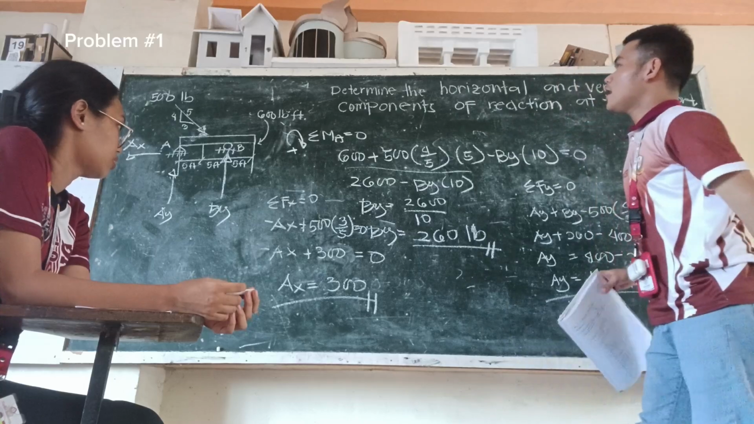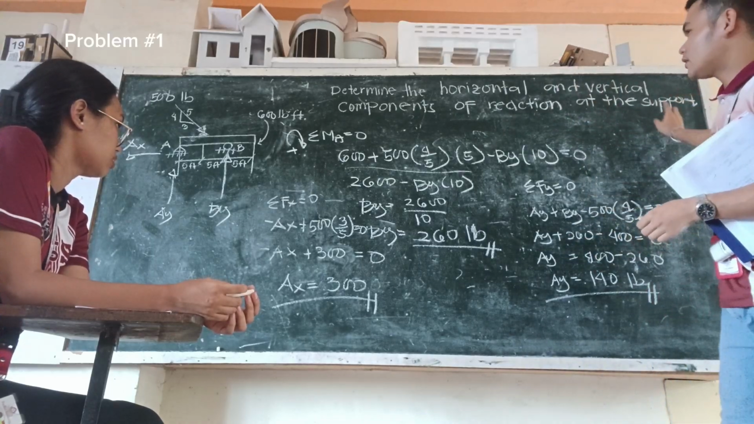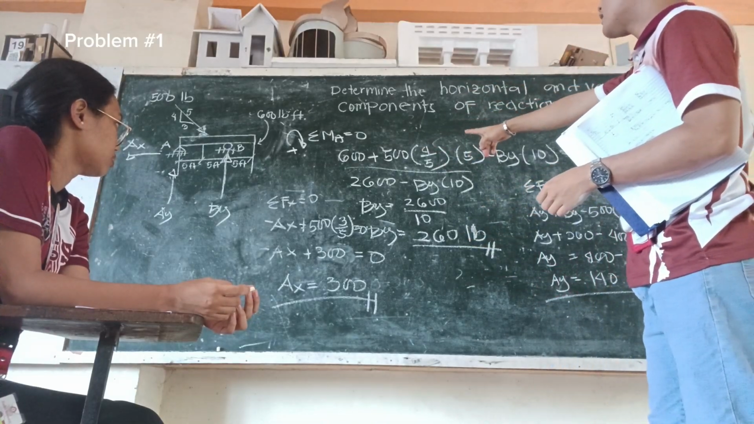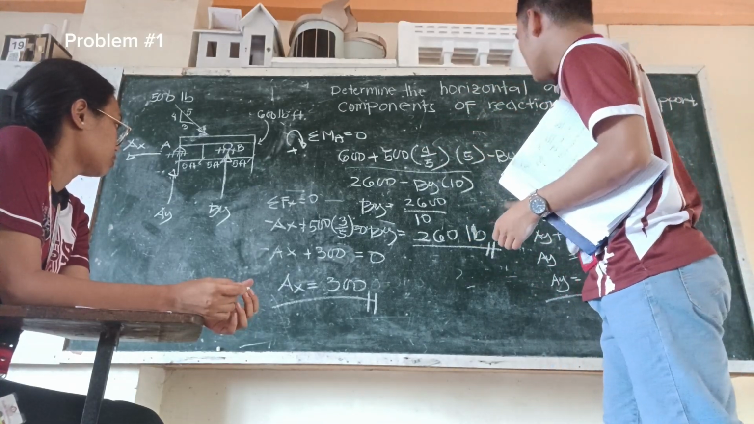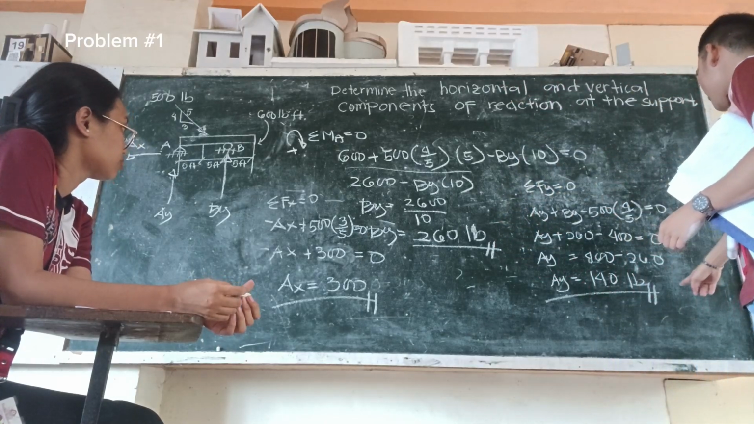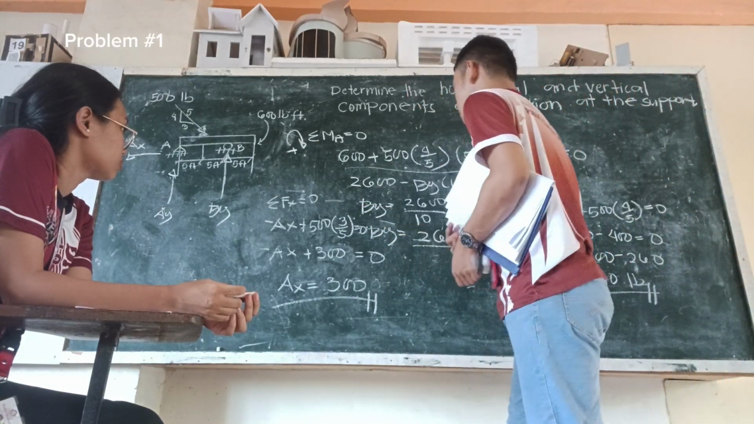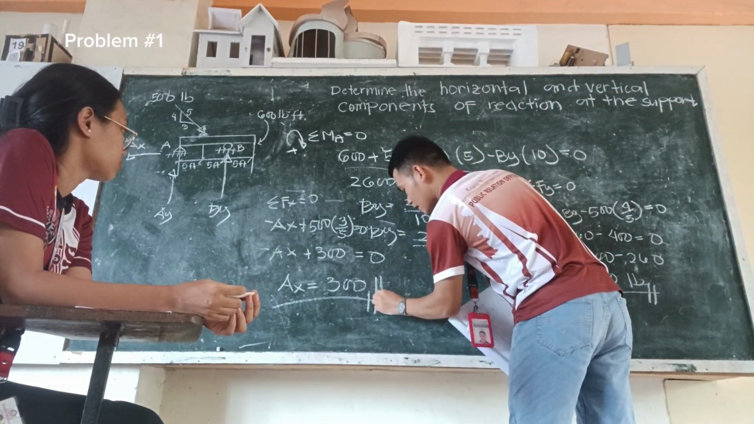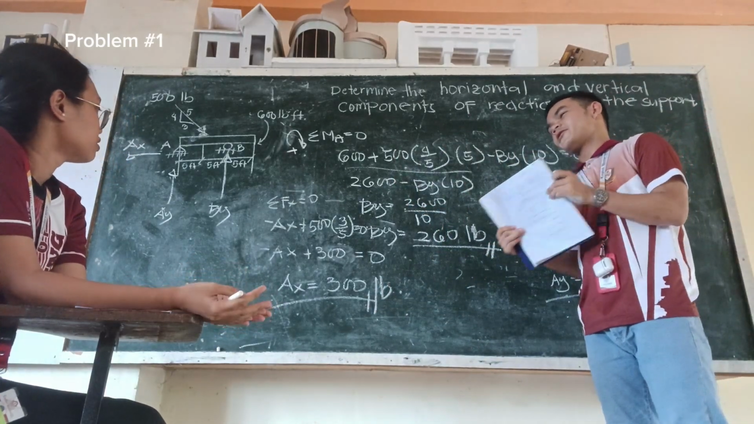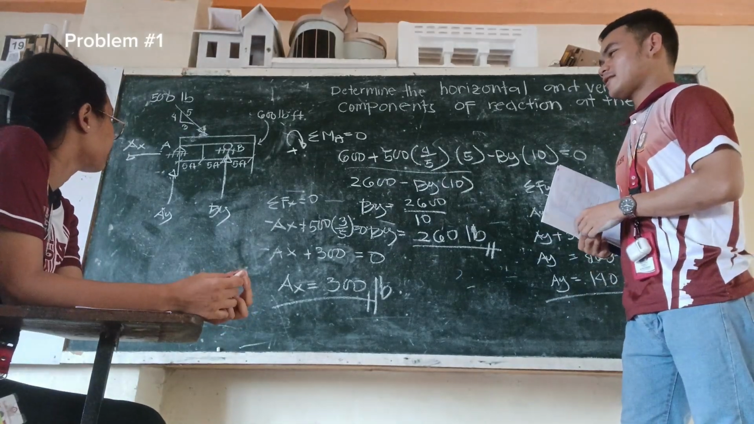And now we have all the values that are required: By is 260 pounds, Ay is 140, and Ax is equal to 300. Do you have any questions or clarification? None so far.